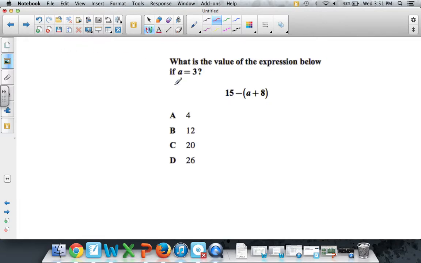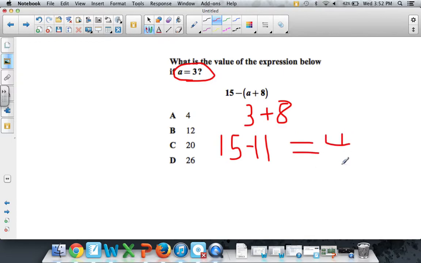Let's move on. Now we've got some substitution. What is the value of the expression below if a equals 3? We'll take that a equals 3 and notice the a over there, and instead of having an a, replace it with what it equals, the 3. 3 plus 8. Now the reason we're going to do the 3 plus 8 first is because it's in the parentheses. 3 plus 8 is 11. But we can't ignore the 15 minus, so add it. 15 minus that 11. 15 minus 11 is... There's only one answer that's even close up there, guys. 4. Letter A.